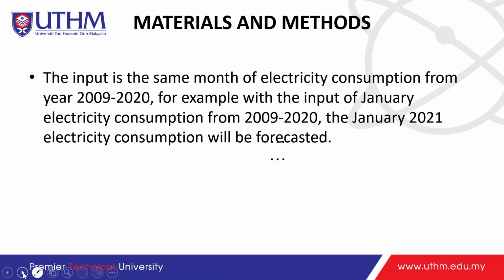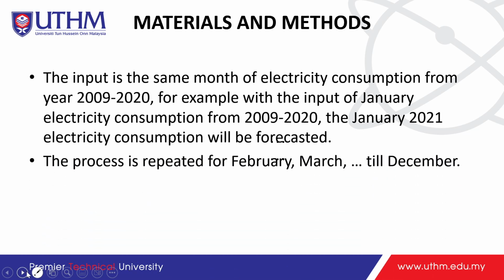And then our materials and methods. The input for our data is monthly electricity consumption from UTHM. The input is the same month of UTHM electricity consumption from year 2009 to 2020. For example, with the input of January electricity consumption from 2009 to 2020, the January 2021 electricity consumption will be forecasted. The process is repeated for February, March till December.